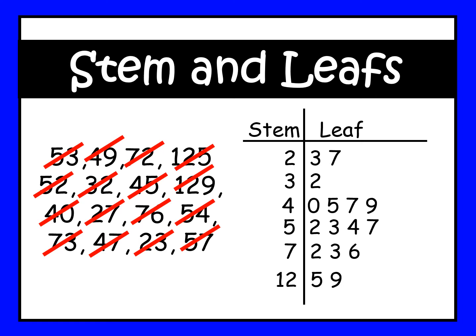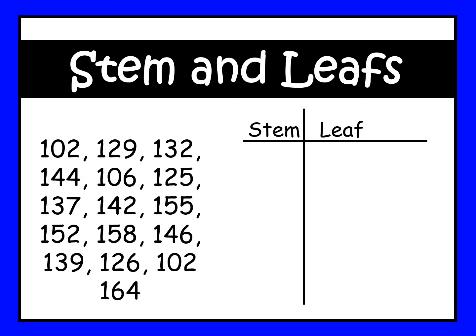125 and 129. If you notice, the tens and hundreds are under the stem, and the ones are under the leaf. Okay, let's go to our next example. Ooh, this time I have all hundreds. So my smallest is 102, 102, 106. So I'm going to take this and put it in my stem and leaf.